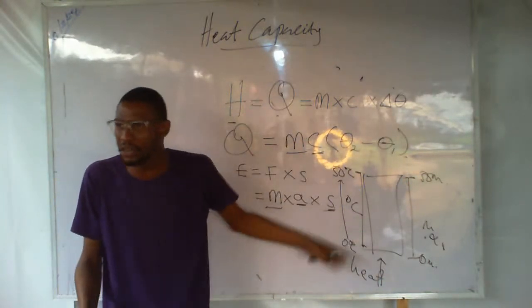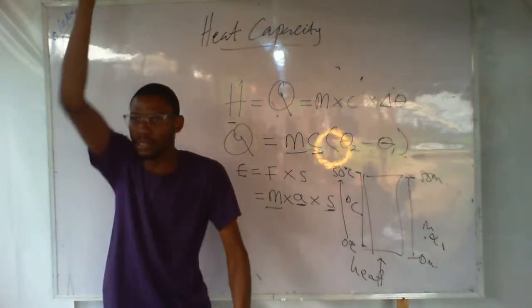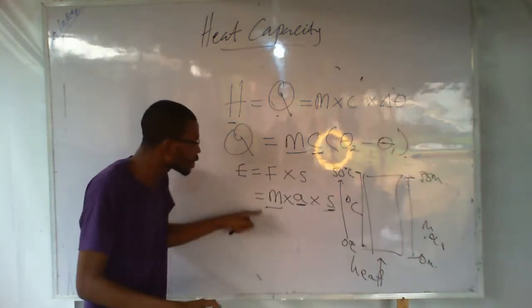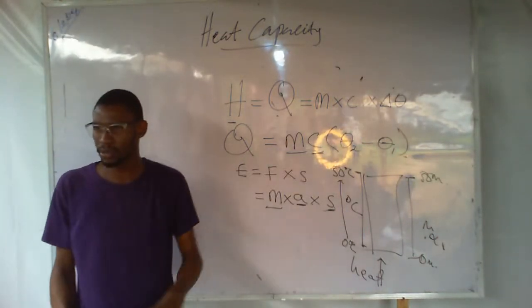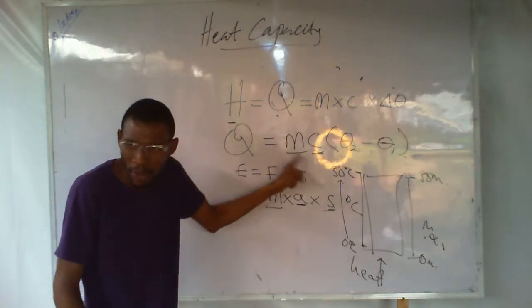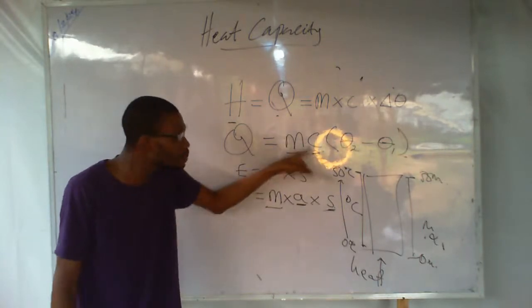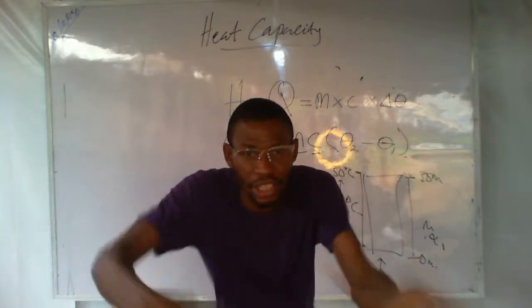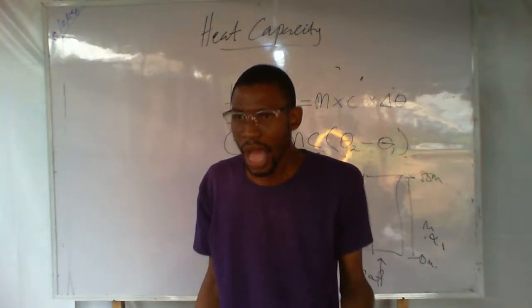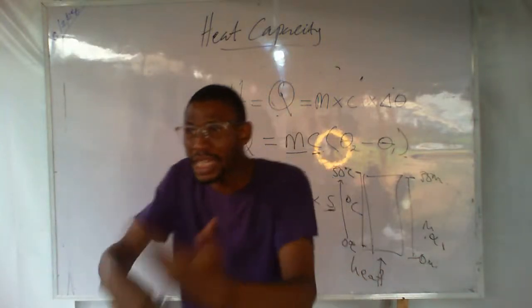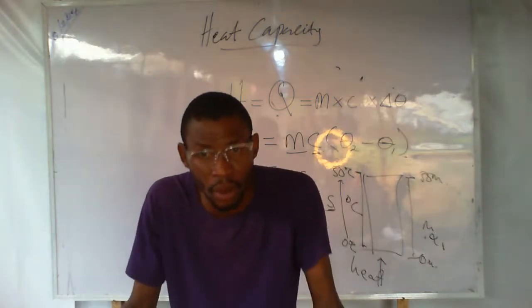So you are comparing degree rise with length. That is why it is expressed as this. That's why you have the mass multiplied by the specific heat capacity. This specific heat capacity is like the acceleration. Are you getting it now? You know the meaning of acceleration now?